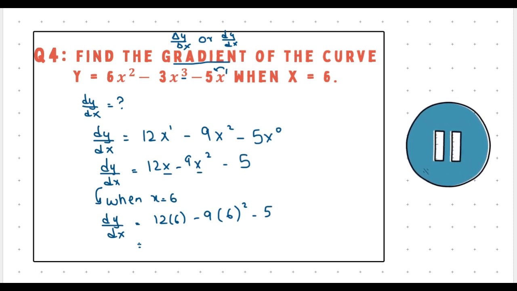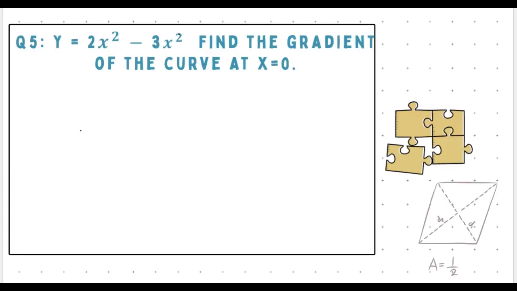12 times 6 minus 9 times 6 squared minus 5. Yes, it will give me negative 275. So this is my gradient at the coordinate x equals 6. So this is simple. You just have to find the derivative and then plug in the value of x.